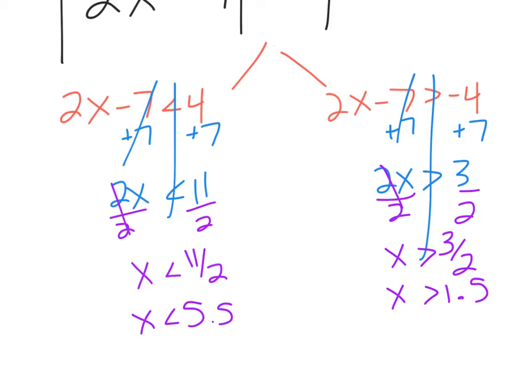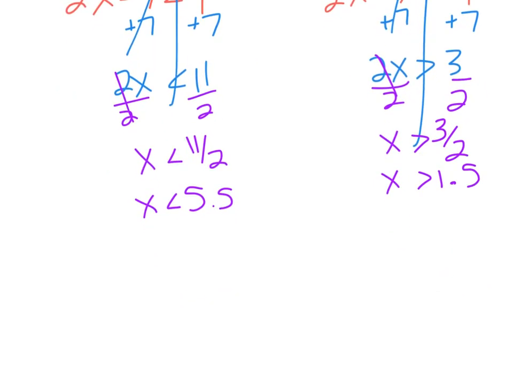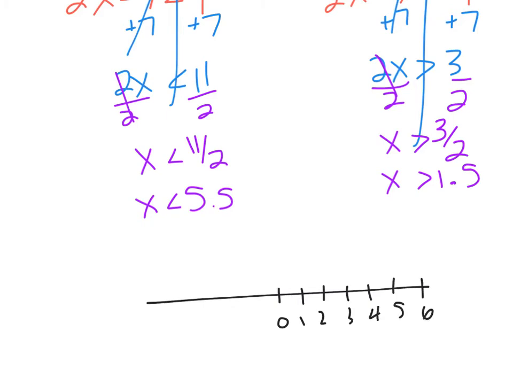Alright, so I'm done solving. I just need to decide how to write my answer. So I'm going to use a number line again. Here's 0, 1, 2, 3, 4, 5, 6. I'll put the first one in red. 5.5 would be in between 5 and 6. X is less than 5.5. Again, remember it looks like an arrow pointing to the left, so shade to the left.